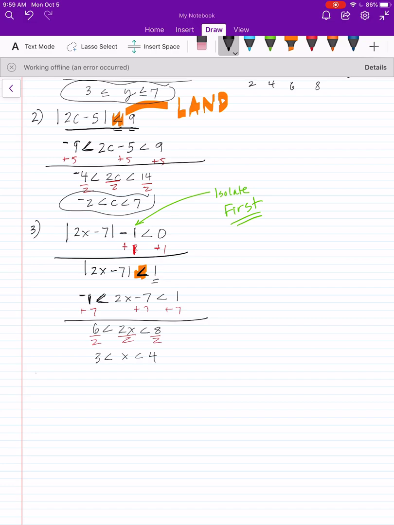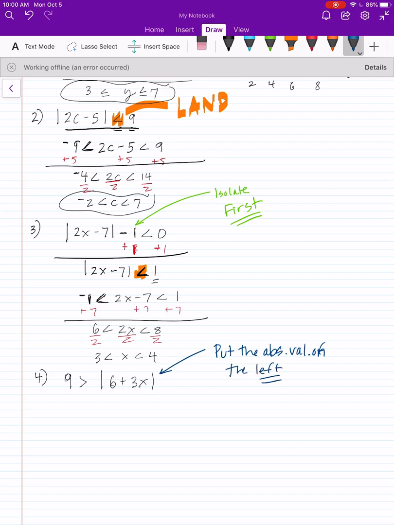All right, last one. I'm going to throw you a little bit of a curve. Hopefully you know what to do. So this one says 9 is greater than absolute value of 6 plus 3x. What do you think? Are you saying, oh, I know, you need to put the absolute value on the left. Hopefully that's what you said, because you are exactly right. Put the absolute value on the left.